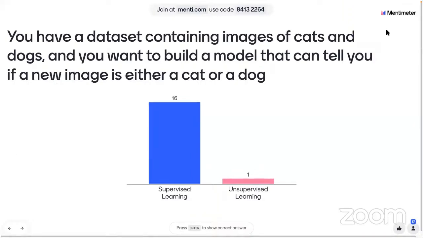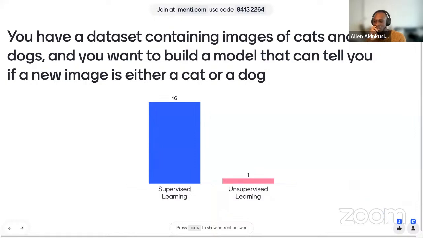Hi. Supervised learning, because you are trying to predict if it's a dog or a cat. So you already have a label of the cat and the dog to train the data. That's why it's supervised learning. Perfect, that's a good answer. I really want to hear from the person that said it's unsupervised learning, because it's brave to go against 16 people.